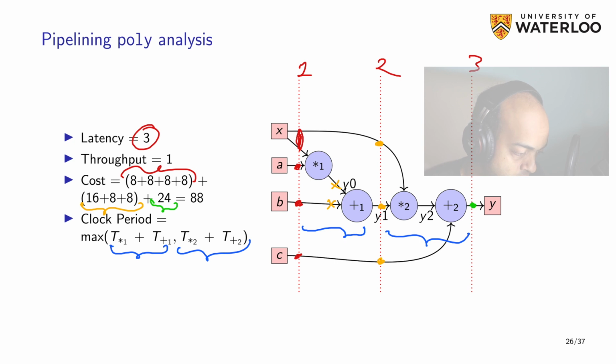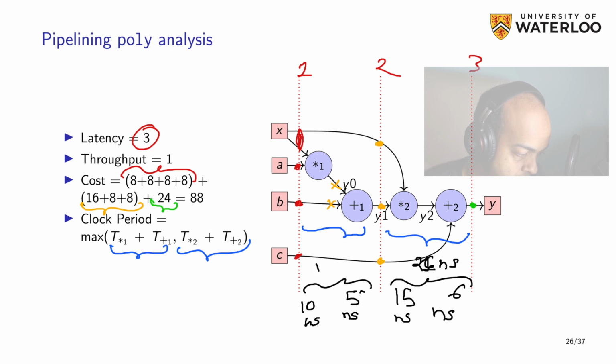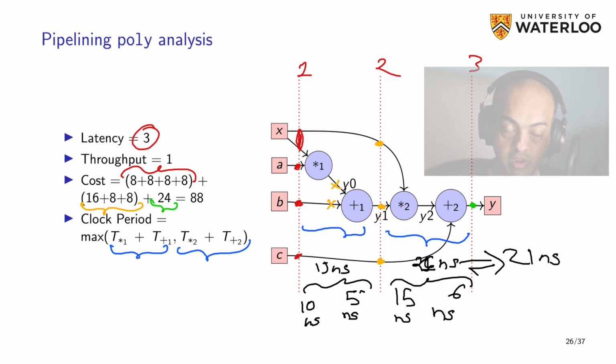And if we use the numbers from the previous slide, I believe it was 10 nanoseconds, 5 nanoseconds, 15 nanoseconds, and 6 nanoseconds. So this will give us 21 nanoseconds and 15 nanoseconds. So obviously this is going to be the 21 nanosecond period that we have. So it's much more than the 15 nanoseconds we saw earlier. So this circuit is going to operate significantly slower than the previous one, right? So you're doing a trade-off, you're getting something in exchange for sacrificing something else.